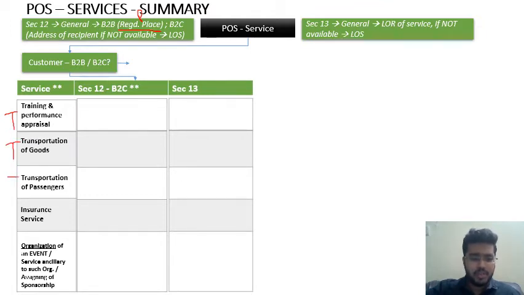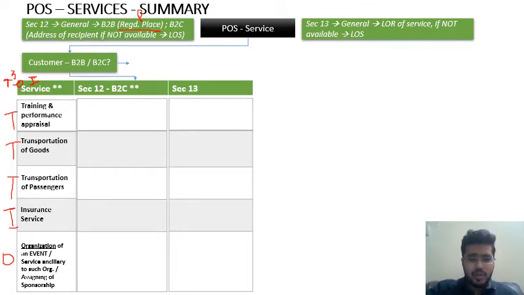Yes. So if you can see, training, performance appraisal, transportation of goods, transportation of passengers, insurance services, and organization of an event or services ancillary to the organization. I would probably say you can memorize it as T3 OI or whichever way. But if you can see, these are the 5 services, guys, right, which will follow the B2B, B2C modus operandi, right?